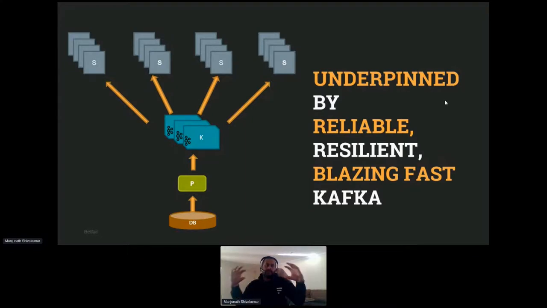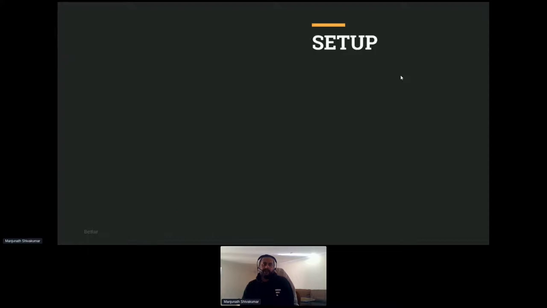meant all the services, the service layer above, did not need to have any connection back into the database and could completely run off the Kafkas, which meant that we could scale much, much easier than the previous platform. So this is the prototype or the POC that we built.